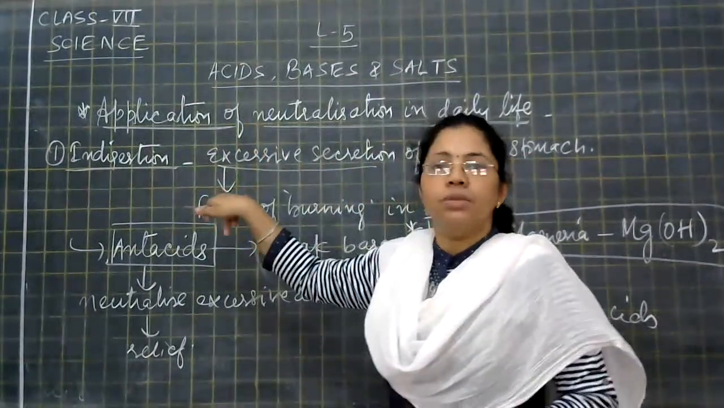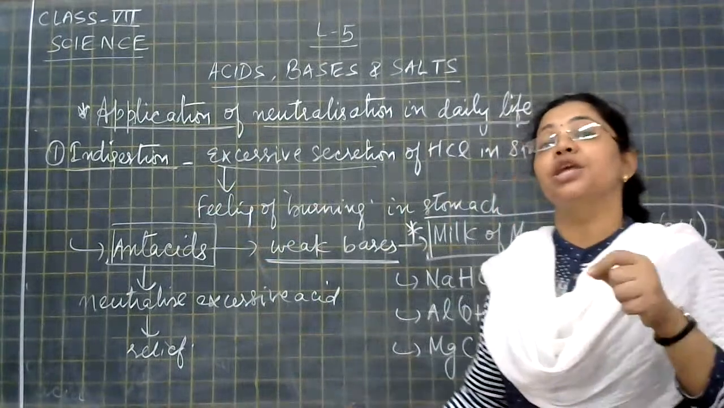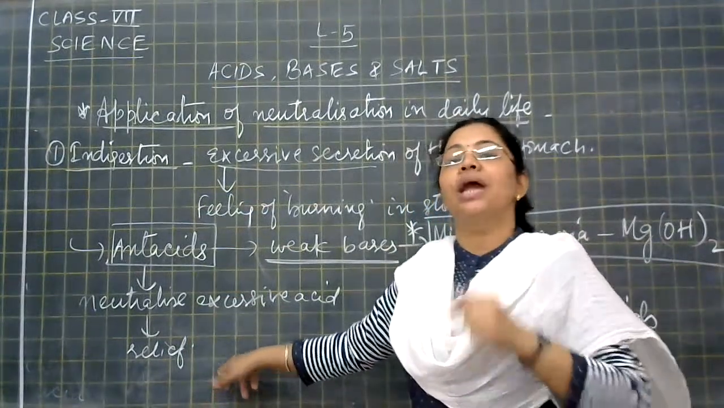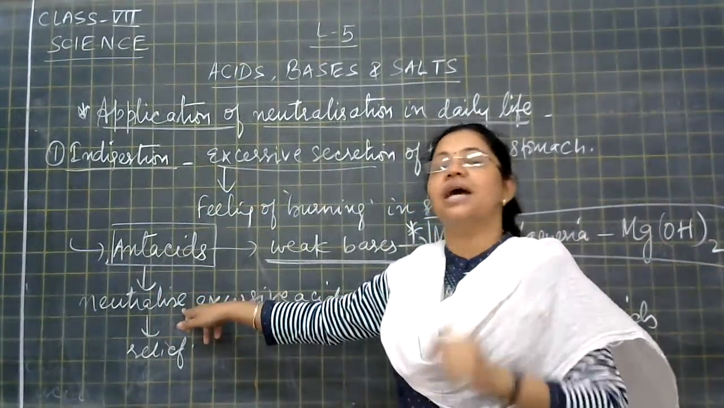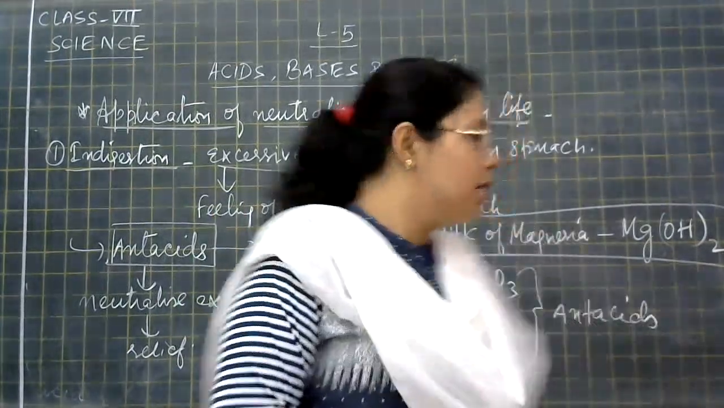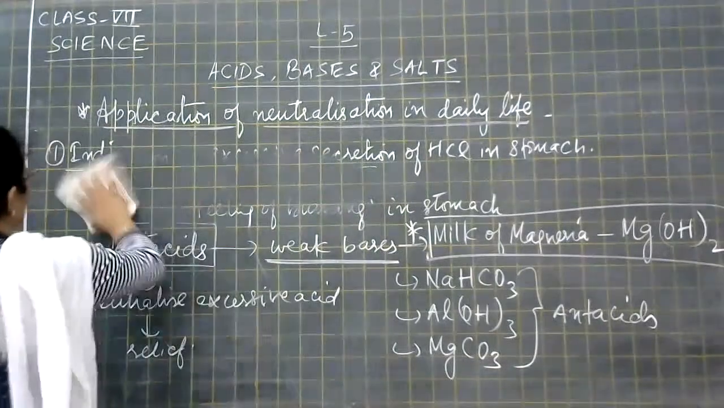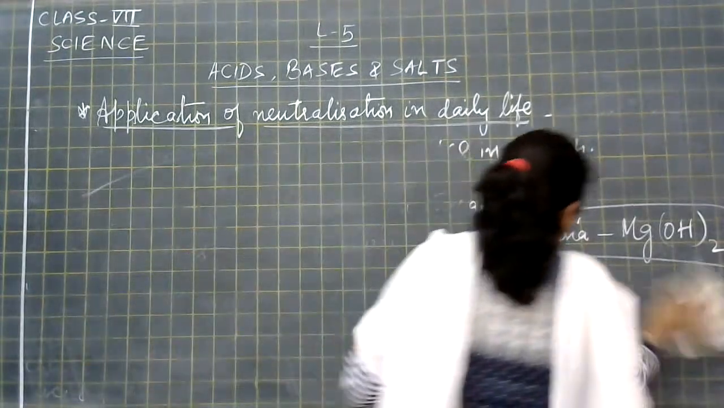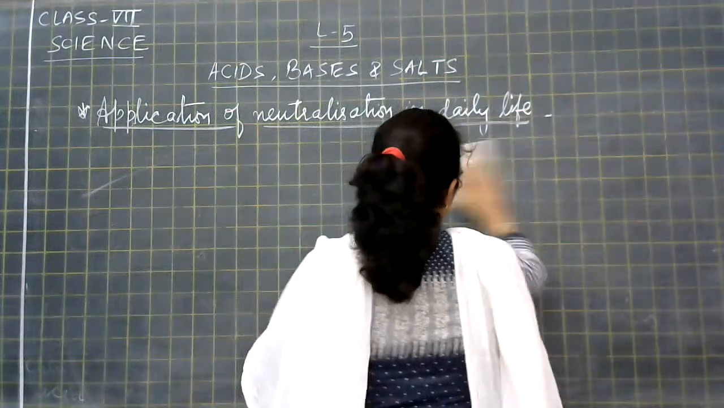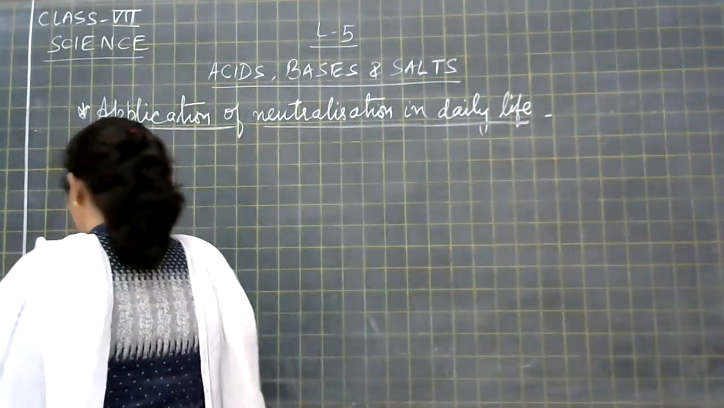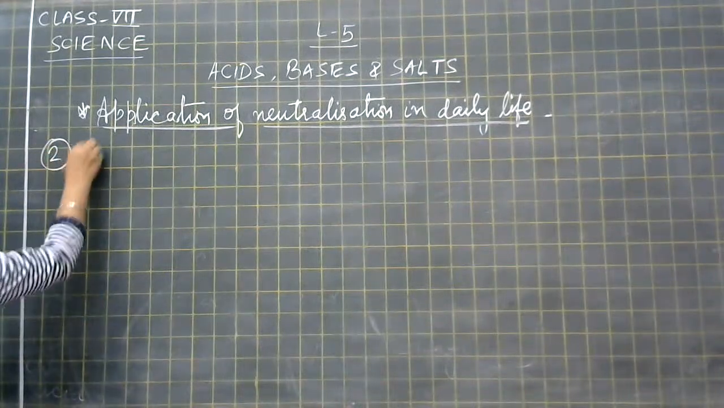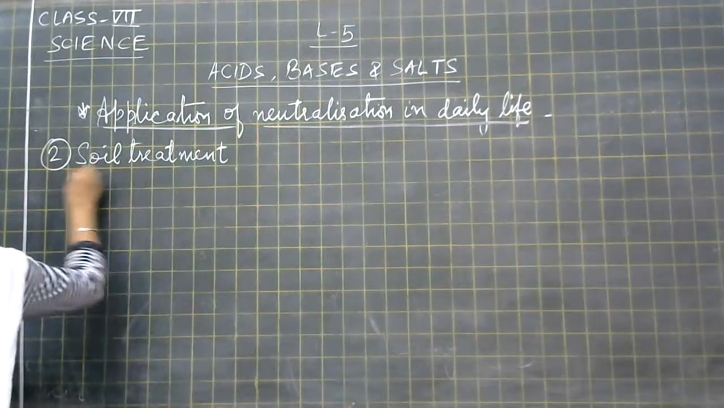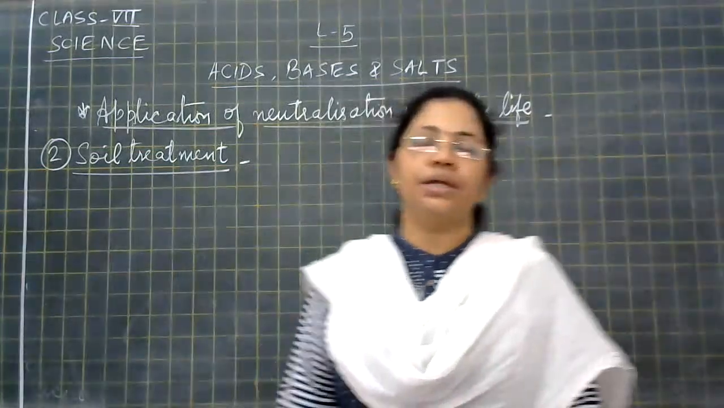So, to overcome the problem of indigestion, what we are doing? We are using the process of neutralization. We are taking antacids which are neutralizing the extra amount of acid which is secreted inside our stomach. So that is the first example where we are using neutralization process in our daily life. Now next one, second application, is soil treatment.